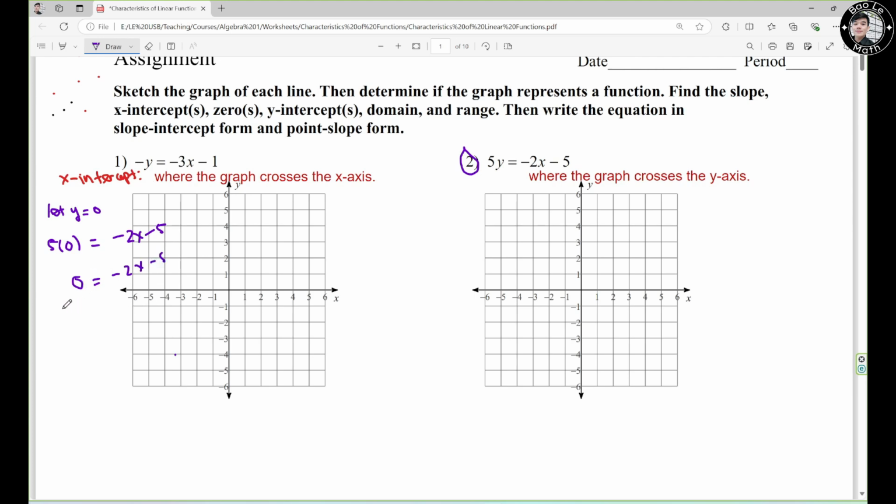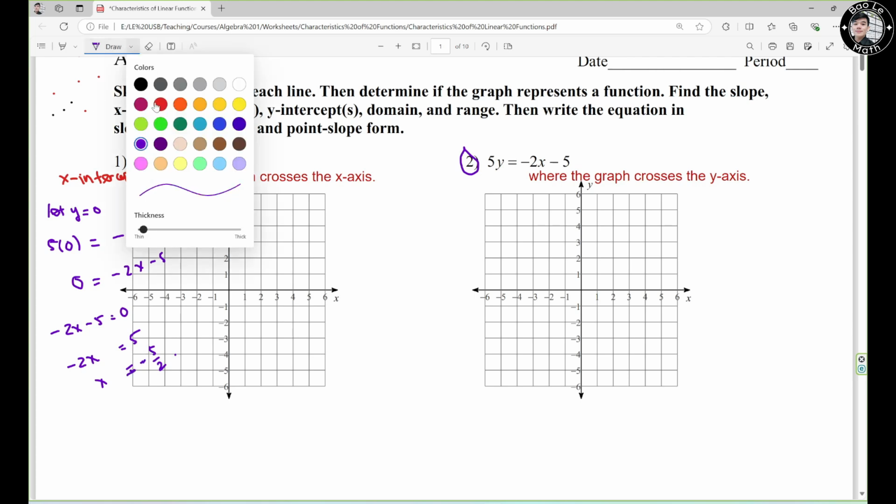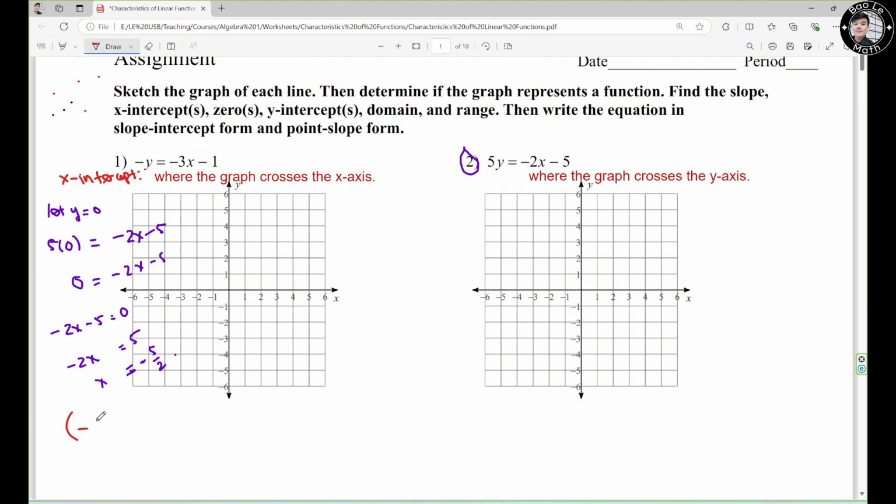Now, you can flip this one. So it's going to be negative 2x minus 5 equal to 0. And then I'm going to add 5 both sides, so it turns out to be negative 2x equal to 5. And I divide both sides by negative 2, so x equal to negative 5 over 2. So my x-intercept should be negative 5 over 2, comma 0.